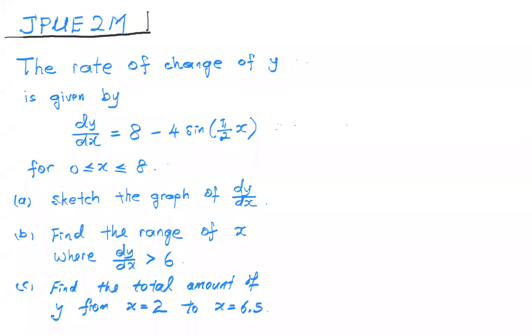Need to do is, straight away when I look at this function, this is something that I myself know. Okay, I know that my dy dx highest is 8 minus 4, that is, lowest is 8 minus 4, that is 4. Highest is 8 plus 4 because sin negative, so it's 12.